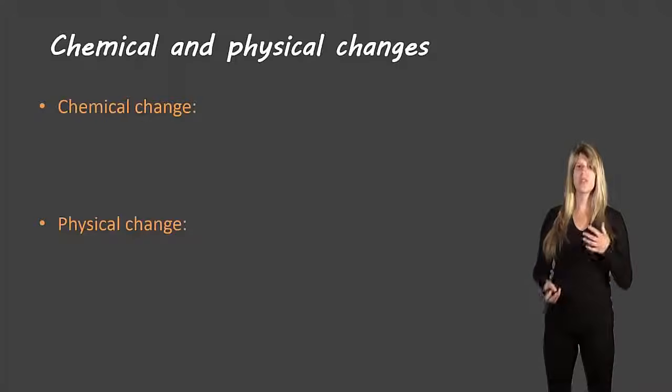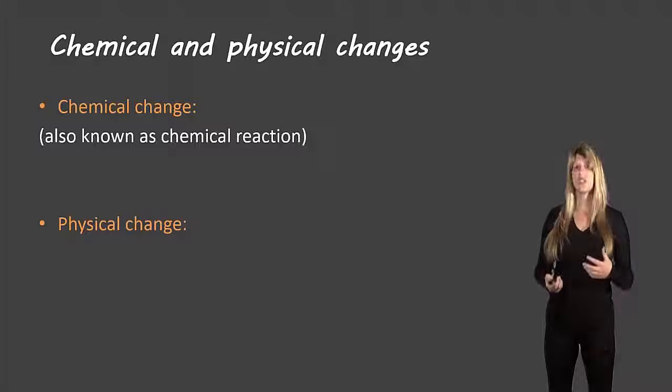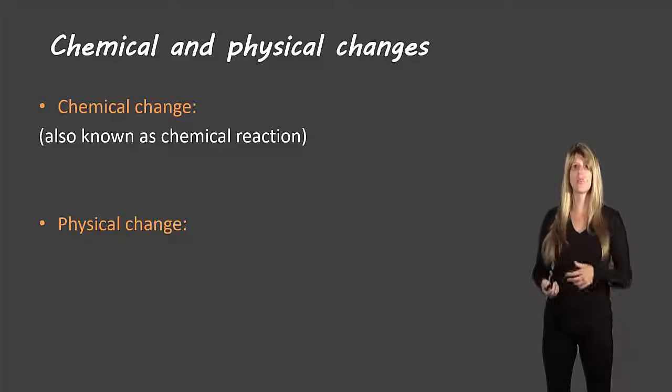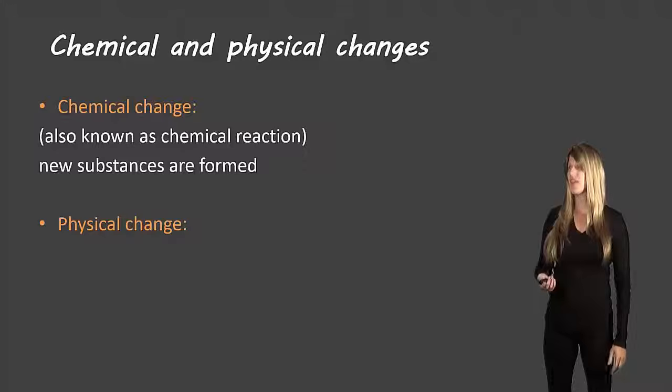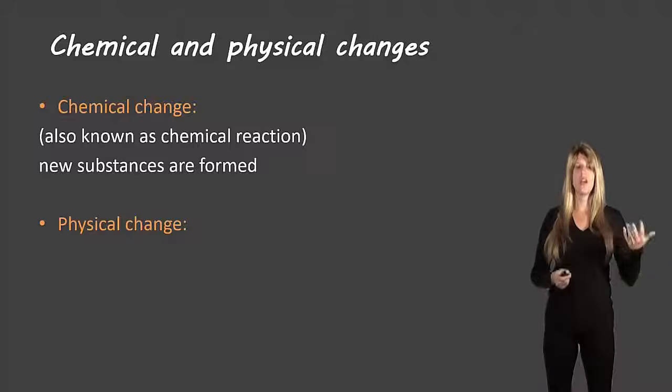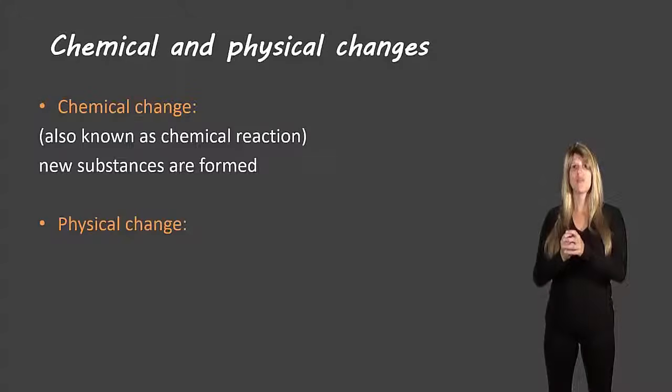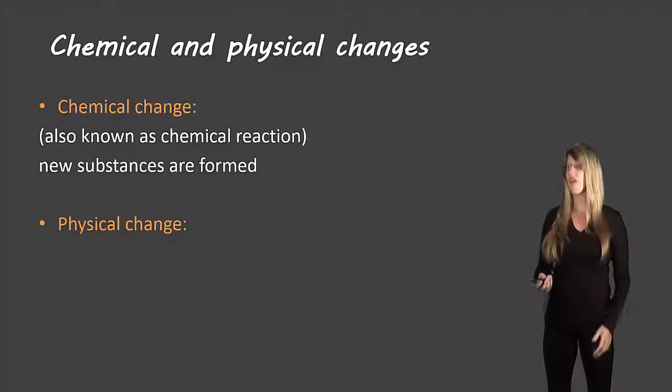So let's start off with the difference between a chemical change and a physical change. Well, a chemical change is also known as a chemical reaction, which is what we'll be talking about during the rest of this lesson. And it is when a new substance is formed. So you start off with 1 or 2 or 3 different things, combine them together or maybe break something apart, and you end up with different substances than what you started off with.